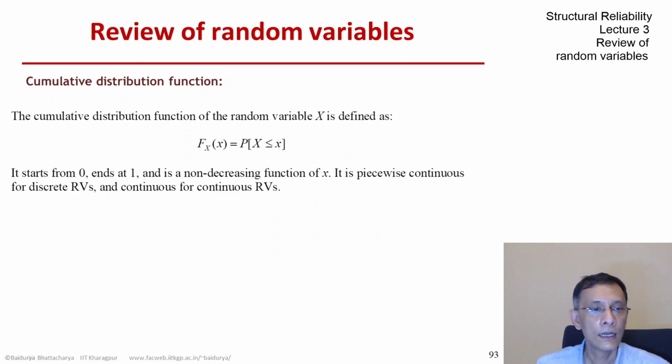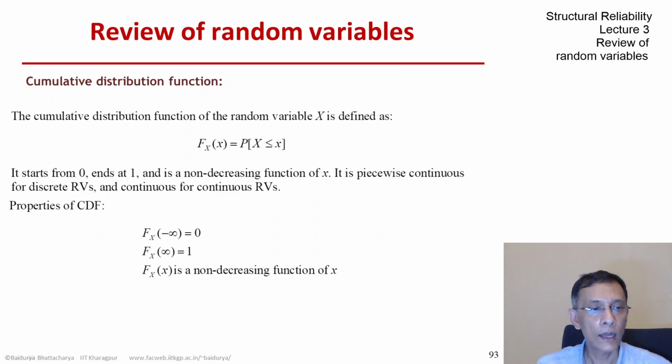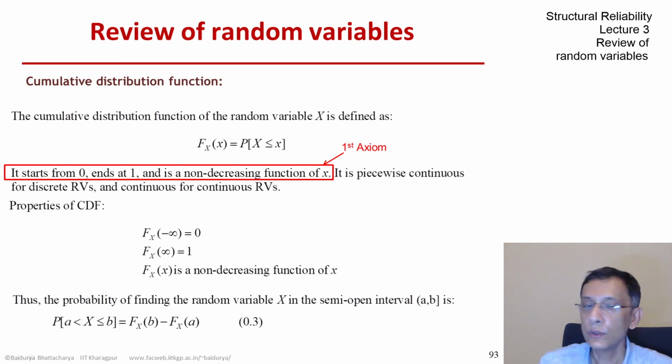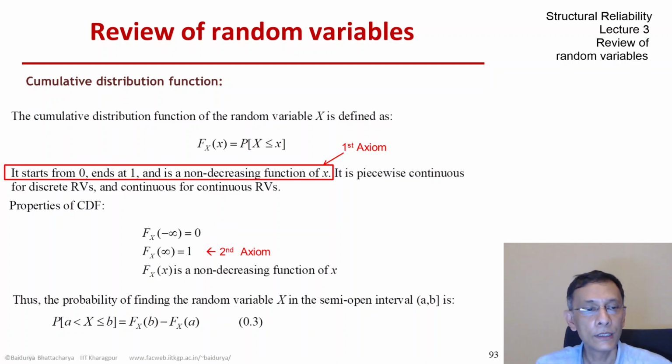So the CDF starts from 0, ends at 1, and it's a non-decreasing function. If you want to find the probability that the random variable X takes on values between a and b, strictly greater than a and less than or equal to b, it is the difference of the CDFs evaluated at b and a. And if you would like to find out which of these corresponds to which axioms of probability, this statement corresponds to the first axiom, this statement corresponds to the second axiom, and the last is the equivalent of the third axiom.